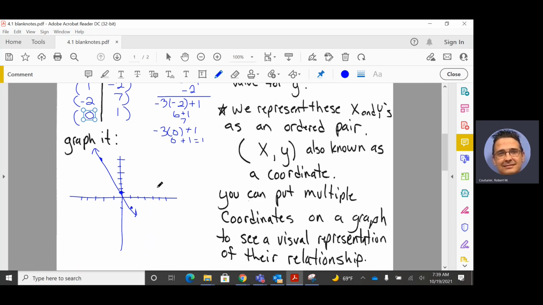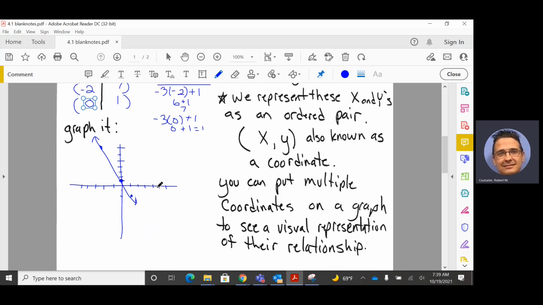You can put multiple coordinates on the graph, and as you keep plotting more and more points, you'll see this relationship between the independent variable, the x, the number that you're plugging into the equation, and its output, the result. Together, they form this line. Each ordered pair, as you plot them, keeps forming on the line.